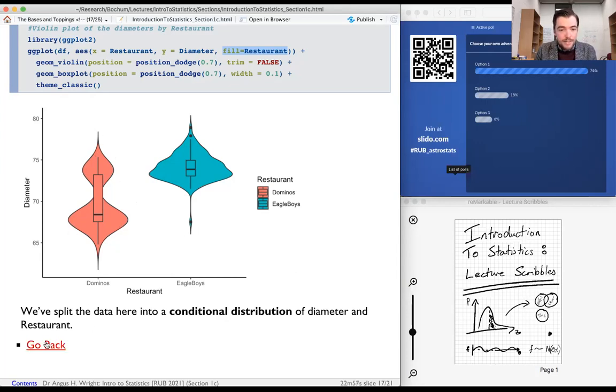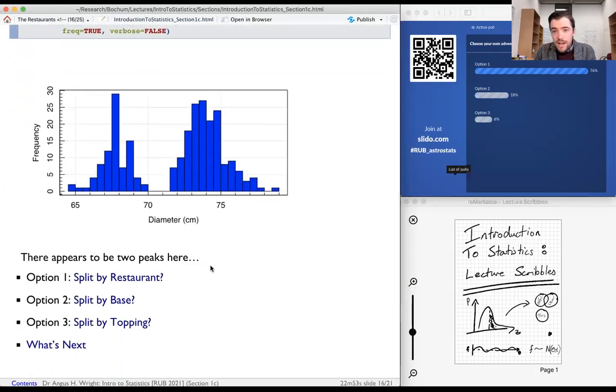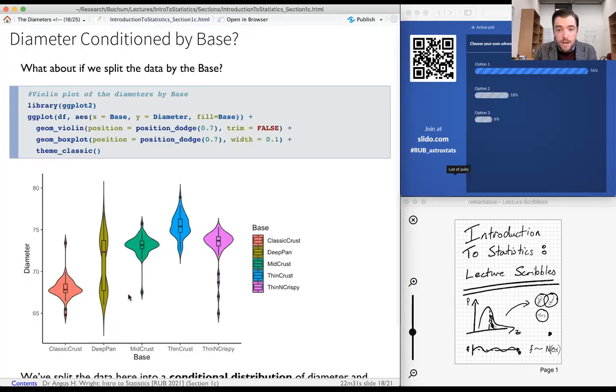So we can go back to our distribution and say, okay, we just looked at the conditional distribution by restaurant, but that didn't fully explain the variance and the complexity within the data set. So what are we going to look at next? Well, the second vote that we had was for option 2, and that's splitting by base. So let's make the same conditional distribution, but now instead of diameter conditioned on restaurant, let's do diameter conditioned on base.